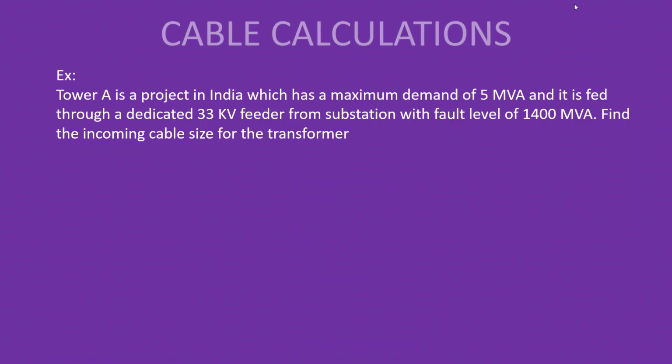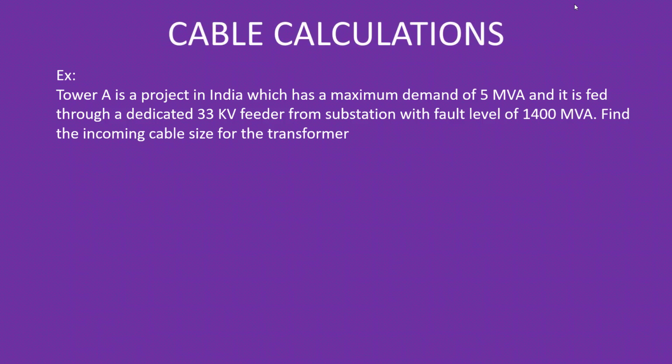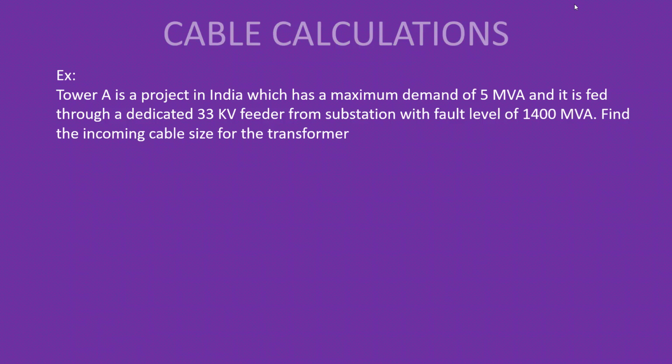Let's look at one more problem. Tower A is a project in India which has a maximum demand of 5 MVA and it is fed through a dedicated 33 kV feeder from a substation with a fault level of 1400 MVA. Find the incoming cable size of the transformer. This is our scenario: we have a project with 5 MVA demand and the project is fed through a dedicated 33 kV line. Let's solve this problem.